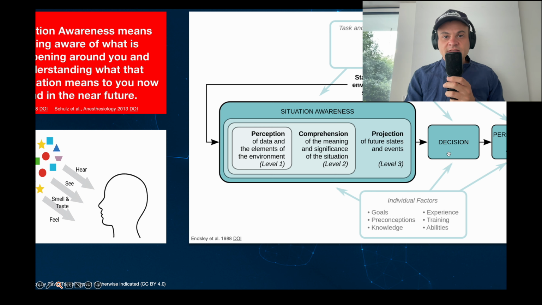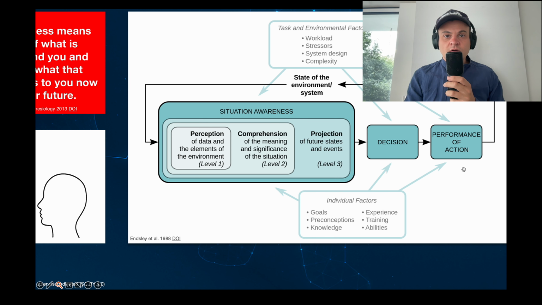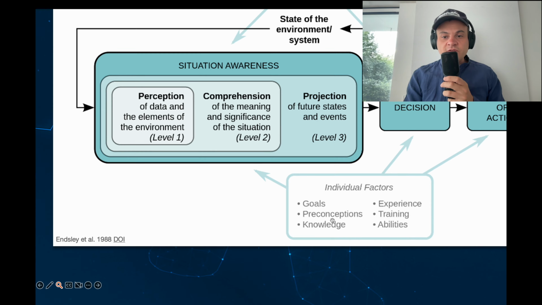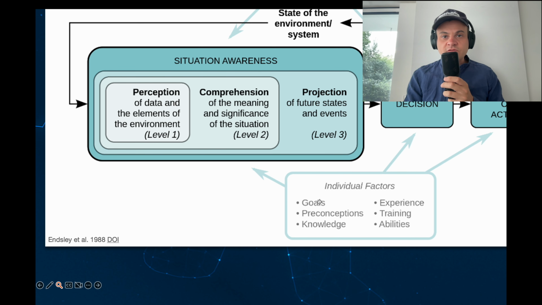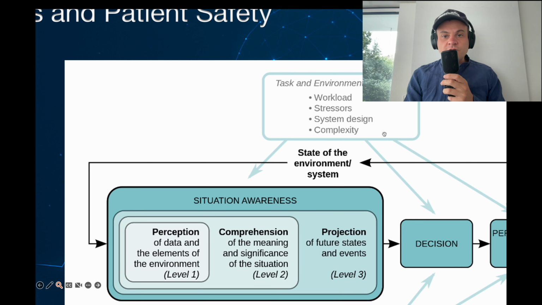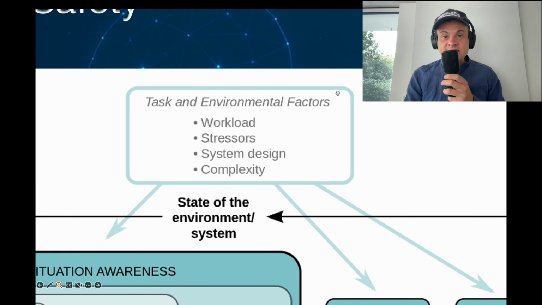And here you can see that situation awareness is important for every aspect of our human life. It's the same in driving a car or flying an airplane or working in the hospital. It is positively affected by our goals. If we are very motivated, for example, then it's easier for us to be alert and get all the situation awareness. If we're very experienced, then we can do pattern recognition, and if we have a lot of training and knowledge. And it's negatively affected by workload, stress, complex system design.